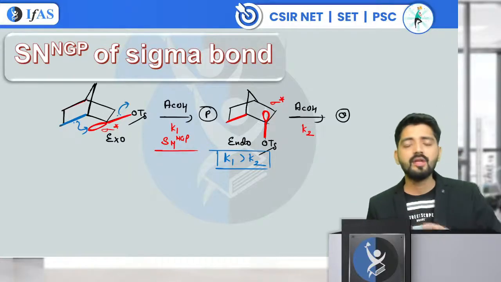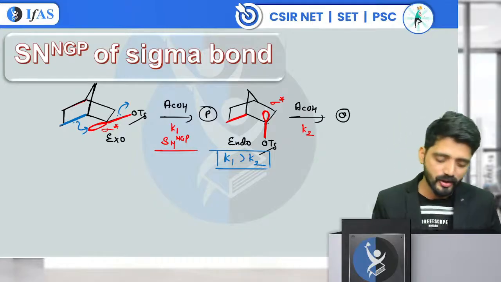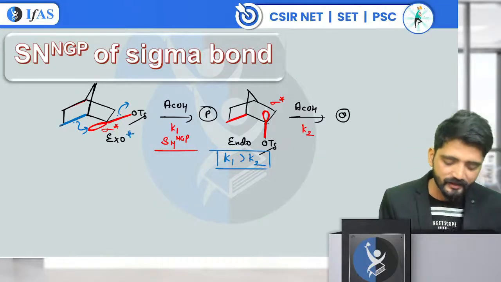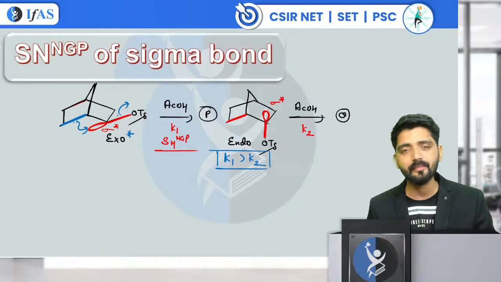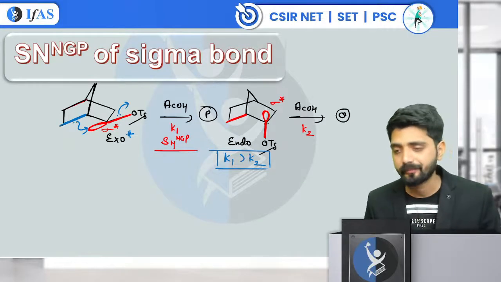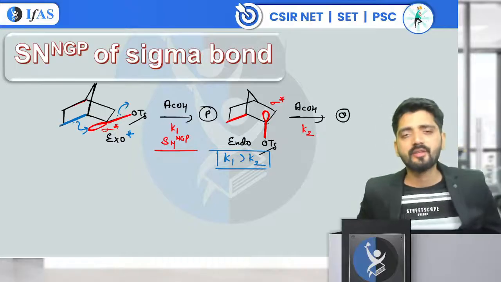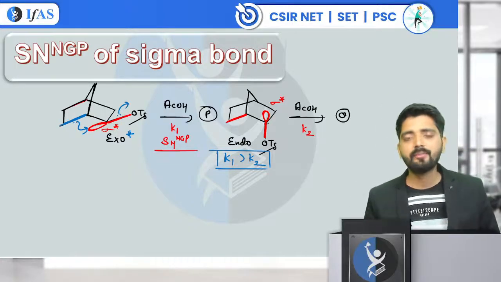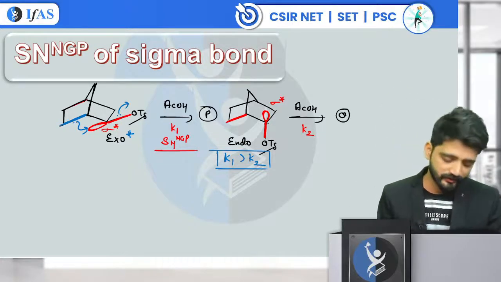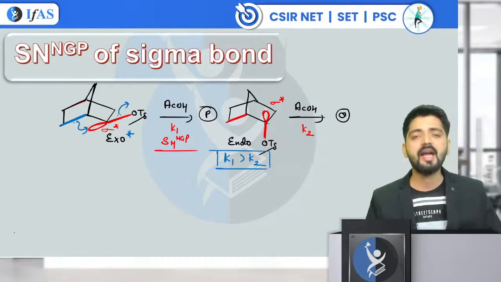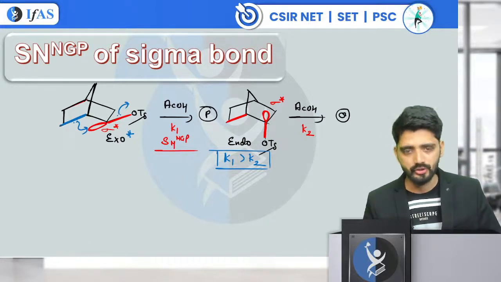But first of all, we need to study the first scenario where I have placed the OTs at the exo position. Okay, let's see. We will see to it, Manisha, whether SN2 will be taking place or something else. We will completely see the picture. First of all, let's deal with the first example where we have the OTs at the exo position.